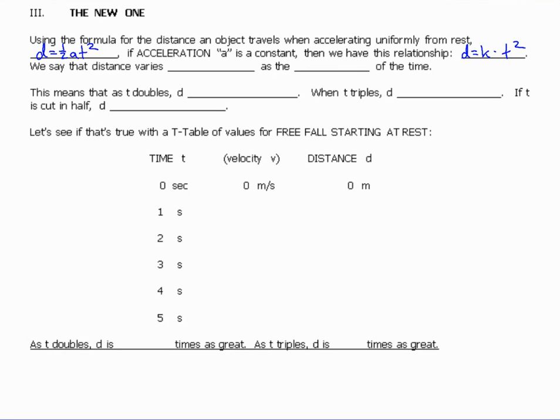We say that distance varies directly as the square of the time. This means that as the time doubles, d is multiplied by 4. When time triples, distance is multiplied by 9. If time is cut in half, distance is 1/4 as great.